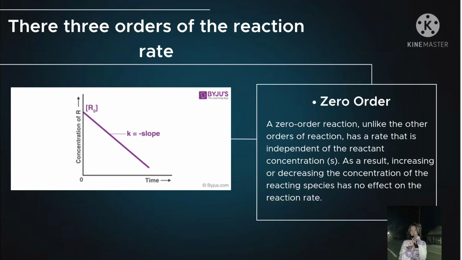Hello, I'm Mr. Carte, and I will be explaining the three orders of the reaction rate. The first order that will be explained is the zero order. A zero order reaction, unlike the other orders of reaction, has a rate that is independent of its reactant concentration. As a result, increasing or decreasing the concentration of the reacting species has no effect on the reaction rate. As the image has shown, these are the graphs that would be explained for how the reaction rate and the zero order would affect each other.